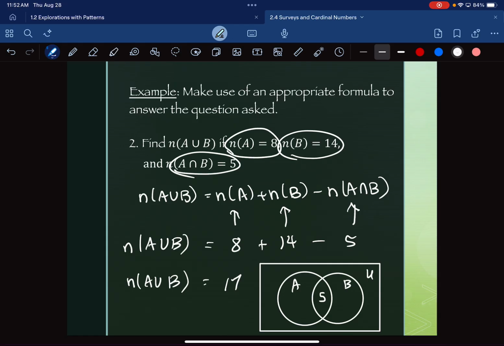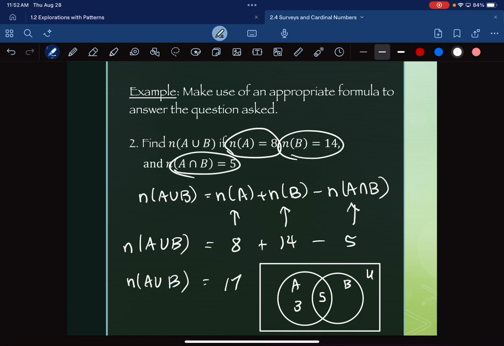Okay? That's the intersection value. It's a very specific location on the diagram. The 8, however, means everything inside of circle A. That includes the 5. So how much more do I need out here in order for the whole circle to add to 8? 3. There is no 8 on this diagram.